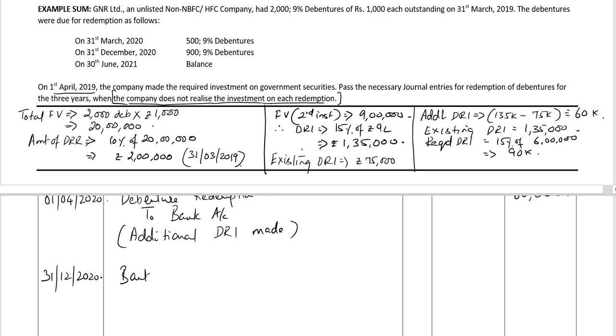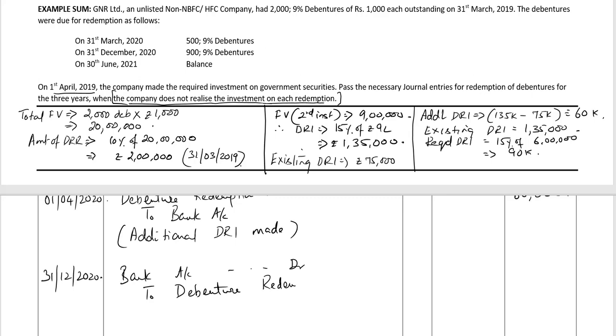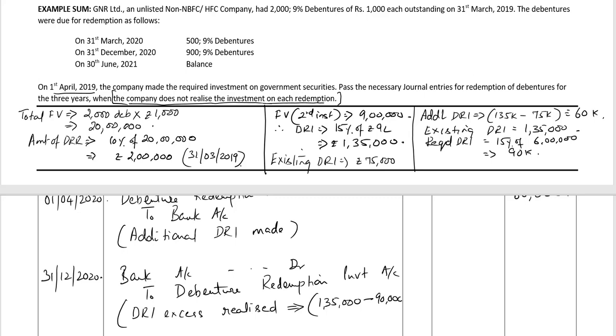Bank account debit, to debenture redemption investment account. DRI excess realized. That is the 1,35,000 which is existing minus what is required, 90,000. 45,000 realized.